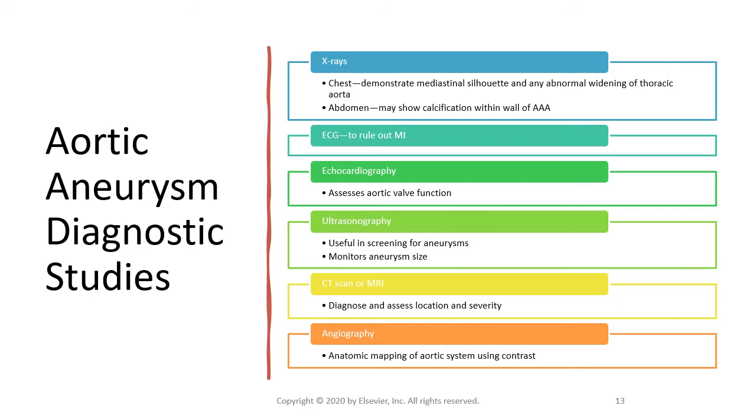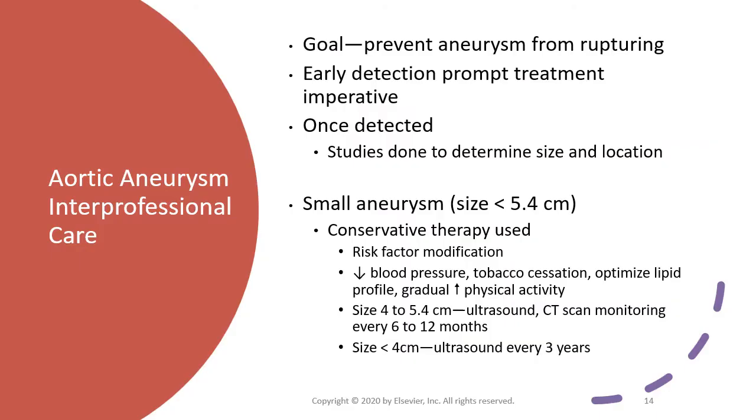A CT scan or an MRI can diagnose and assess the location and severity of the aneurysm. Angiography gives helpful information by using contrast imaging to map the entire aortic system. The main goal of interprofessional care is to prevent the rupture of an aneurysm. Early detection and prompt treatment are essential.